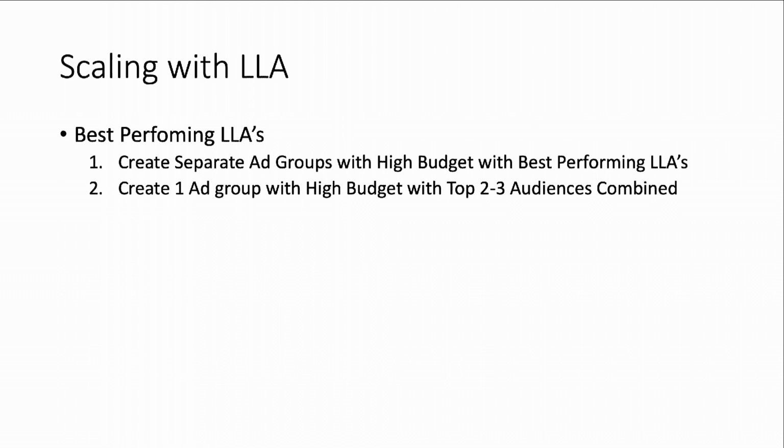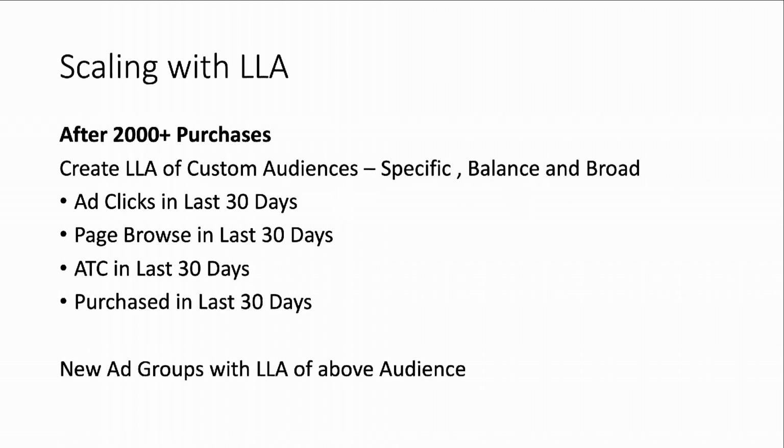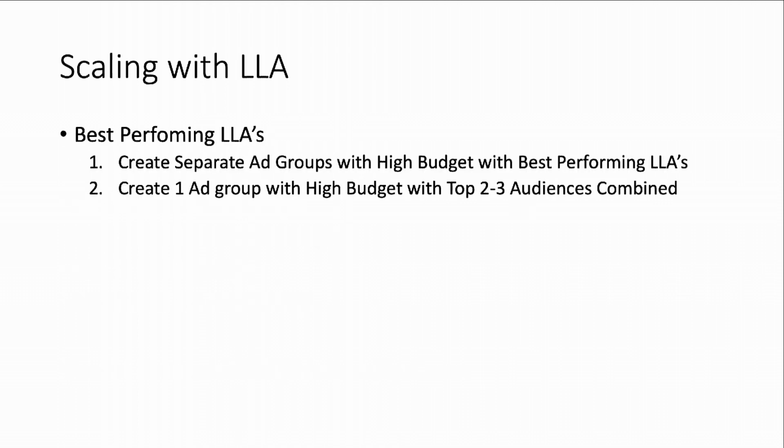Let's say you found out the top three audiences that work best for you. Now you create separate ad groups with a very high budget with these three best performing lookalikes. So let's say your specific audience for add to cart, purchases and page browsers in the last 30 days are working best. So you create three different ad groups of these three and give them a high budget and run them.